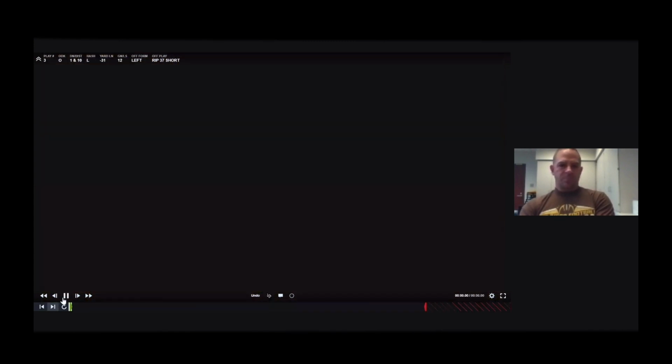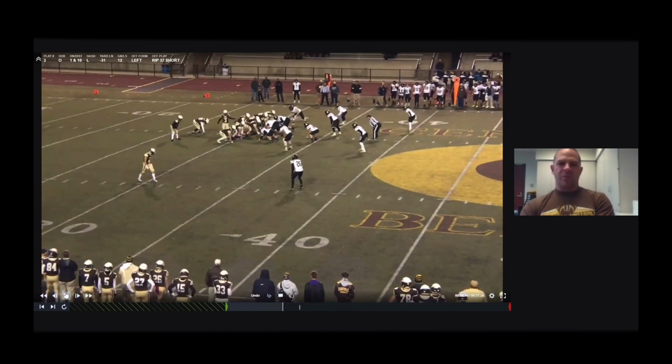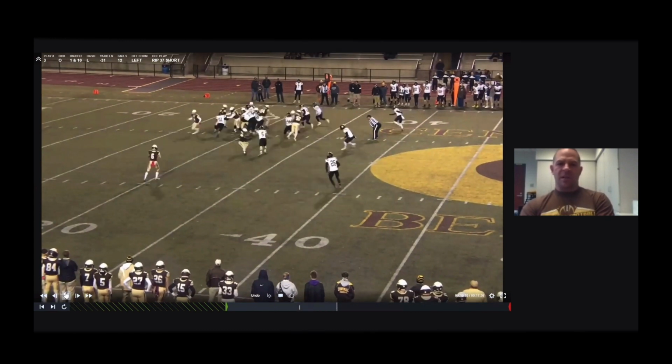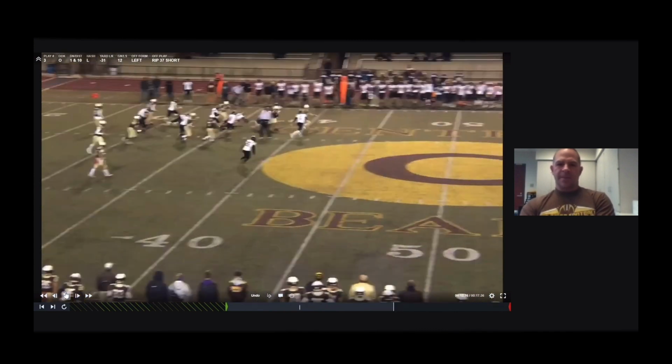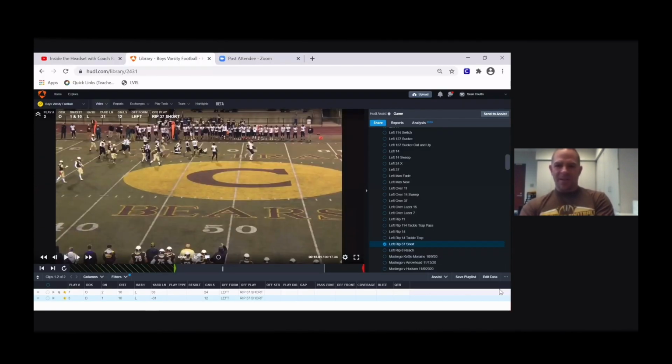Okay. Here it is again. All we're doing is motioning that wing, and we're going to run buck sweep back to where that motion came from. We're tagging it with short to tell that guard to kick out first thing outside the tight end. Looked like our guy got his head ripped off there. Okay. Here's the same thing.